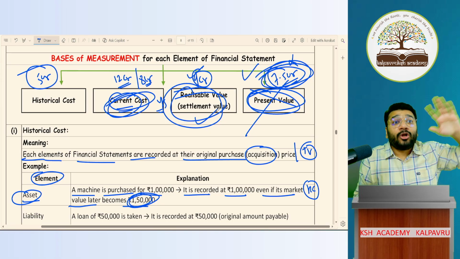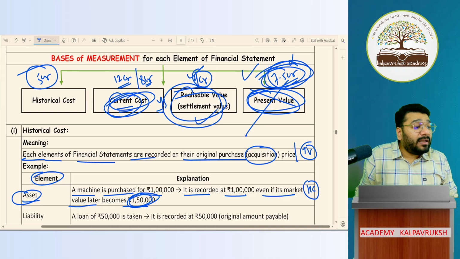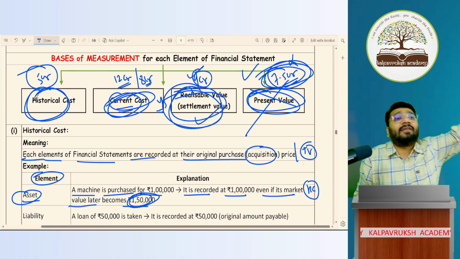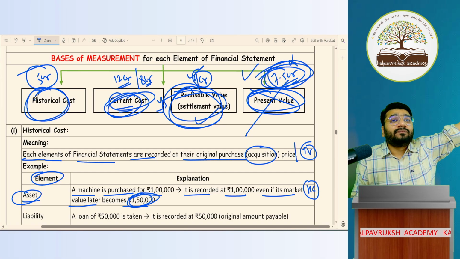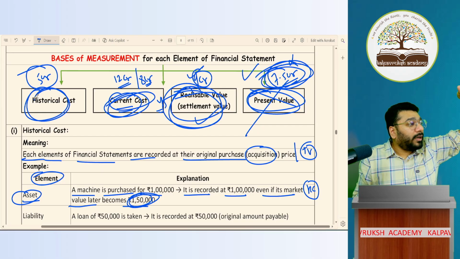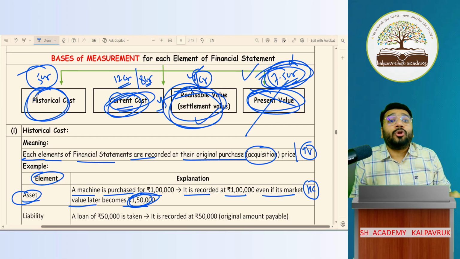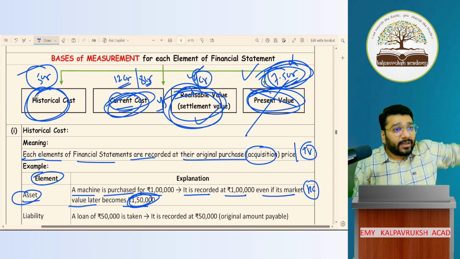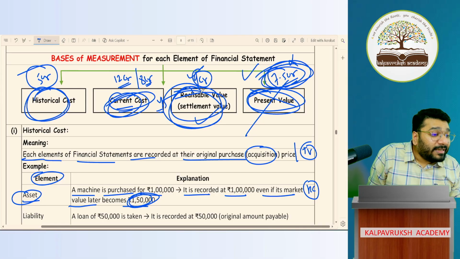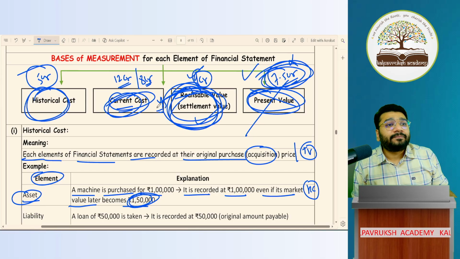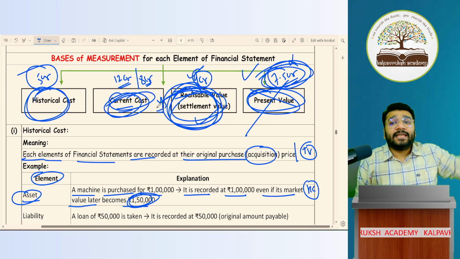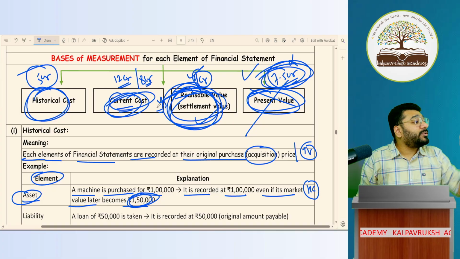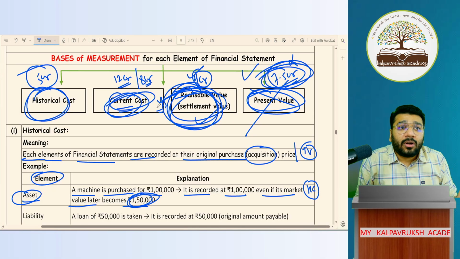If I'm a going concern, I'll show the land and building either at historical cost or at fair value. Fair value means what? Present market value. Got it, not got it? But if my entity becomes a non-going concern, can I show it at historical cost? No. I have to show it at realizable value. Got it, not got it? So selection of these 4 methods depends on your situation. Situation to situation will differ. Got it, not got it?